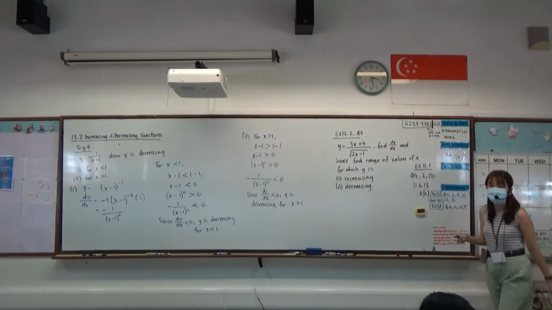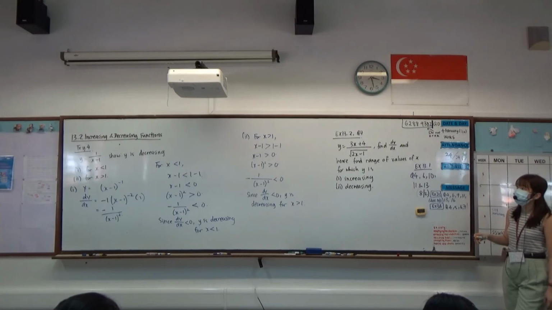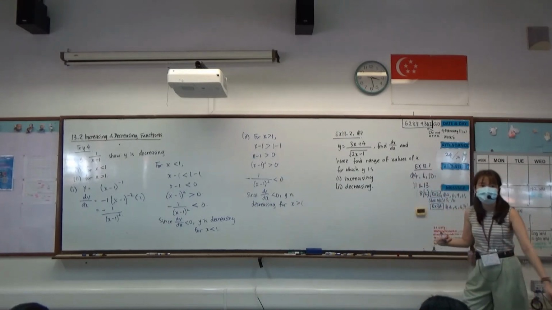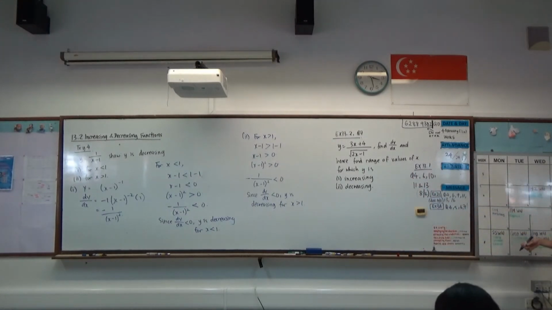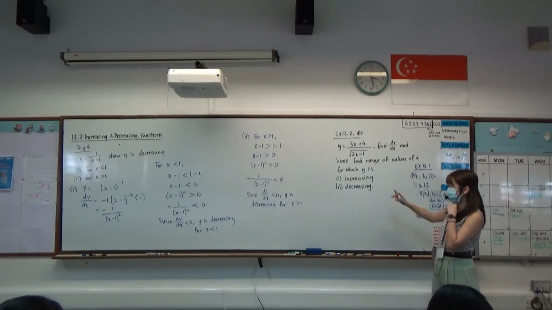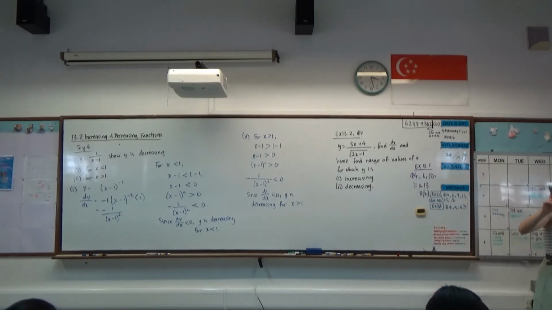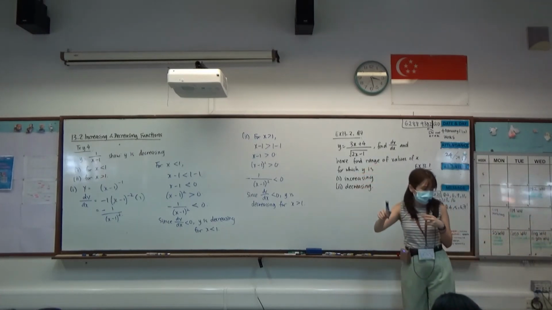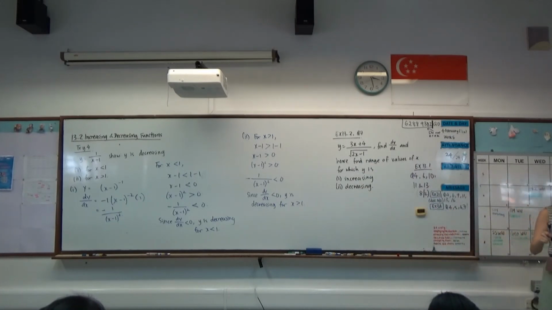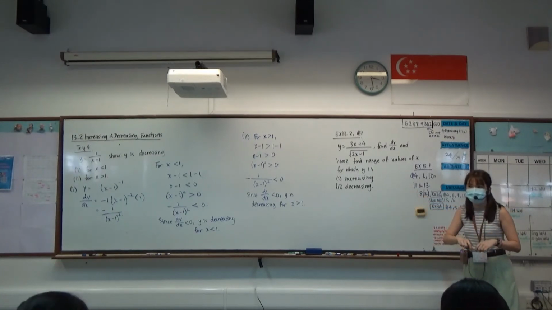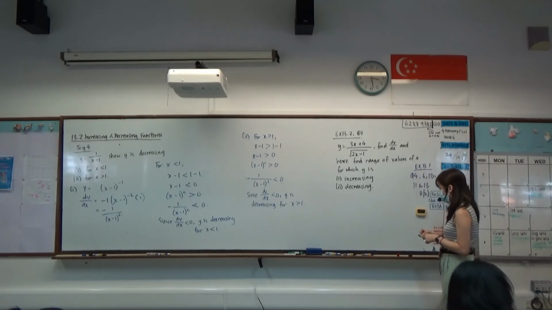Any questions? Now let's take a look at question 7 in your exercise 13.2. We are given something slightly more challenging where we have y equals to 3x plus 4 over square root 2x minus 1. We want to find the dy over dx and find the range of values of x for which it is increasing and for which it is decreasing. Could I just give you about 2 minutes to differentiate this function? And we got to simplify it. The reason is because if you don't simplify, it is going to be very difficult for us to determine the increasing or decreasing part. Give it 2 minutes.